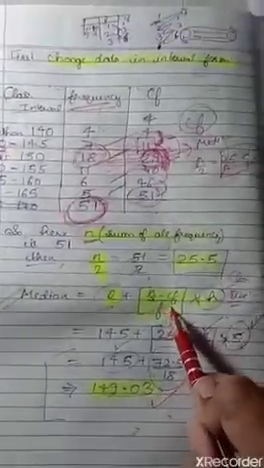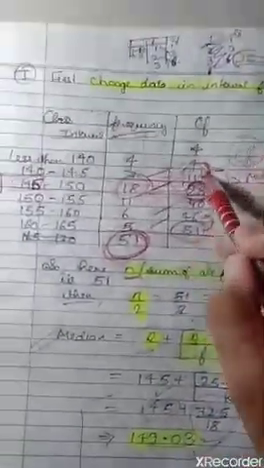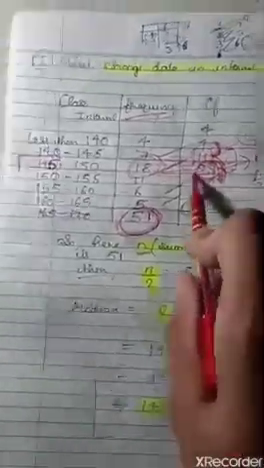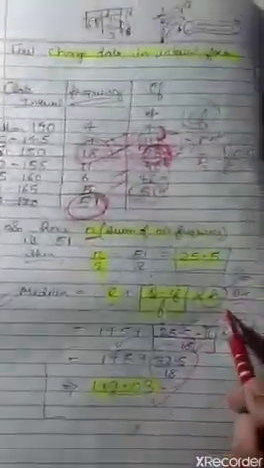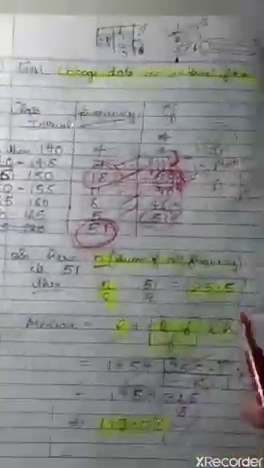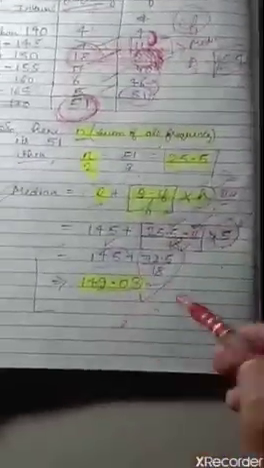And then N by 2 we have already found. CF will be its upper 11, frequency इसके साथ वाली 18 into class size. h here is class size, not height. So class size will be, after subtracting lower limit from upper limit, you will get the class size. Then it's all about your calculation.